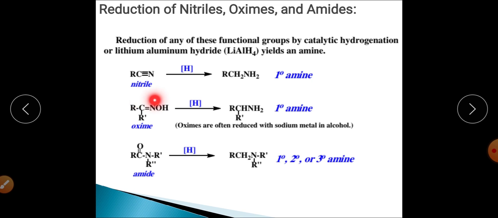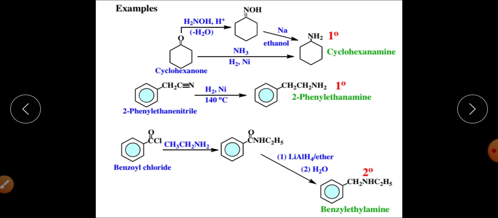For example, this is your nitrile, and when an alkyl nitrile is reduced, it gets converted into a primary amine. Similarly, this is an oxime, synthesized from a ketone, so this is a ketoxime. On reduction the ketoxime gets converted into a primary amine. And this is your amide, a substituted amide, and when this amide is reduced, it gets converted into a primary, secondary or tertiary amine depending upon the substituent on the nitrogen.